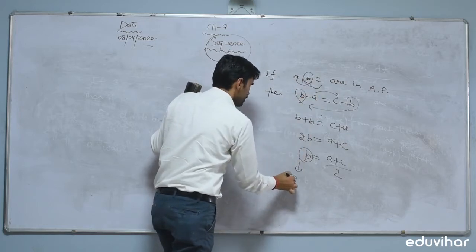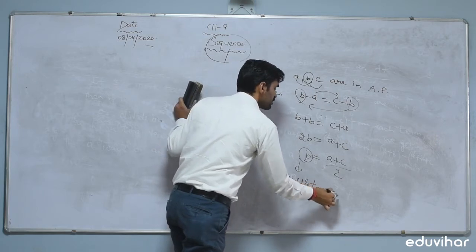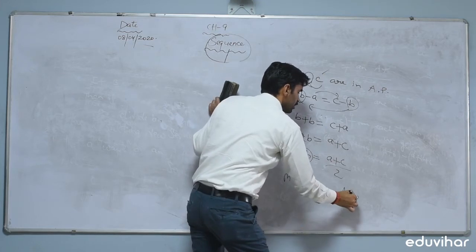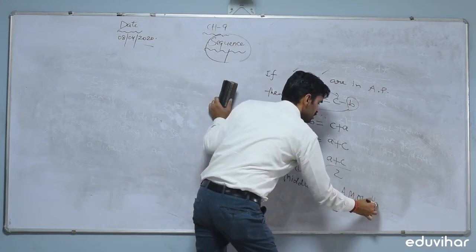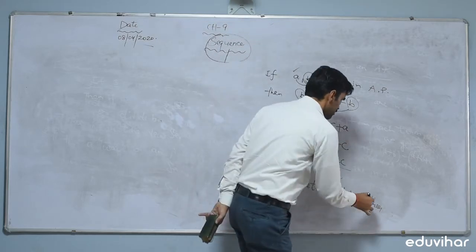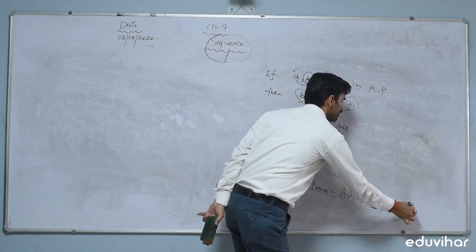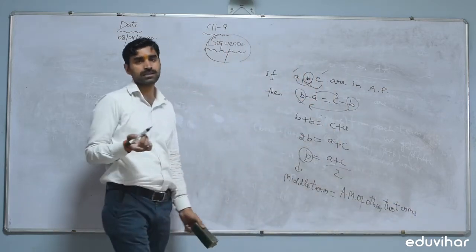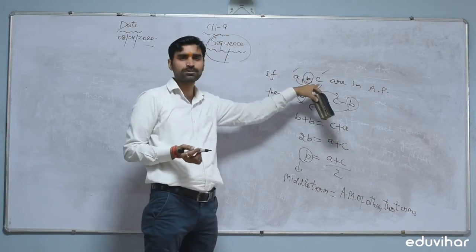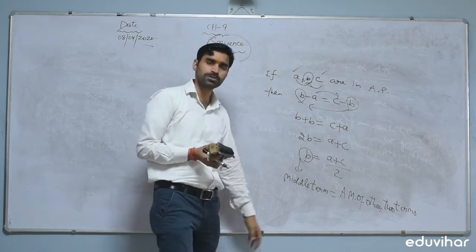So you can say B, the middle term of the given three terms, must be equal to (A plus C) by 2, meaning the arithmetic mean, or average, of the other two terms. It means if three numbers are in AP, then double the middle term equals the sum of the other two, or you can say the middle term must be the arithmetic mean of the other two terms.